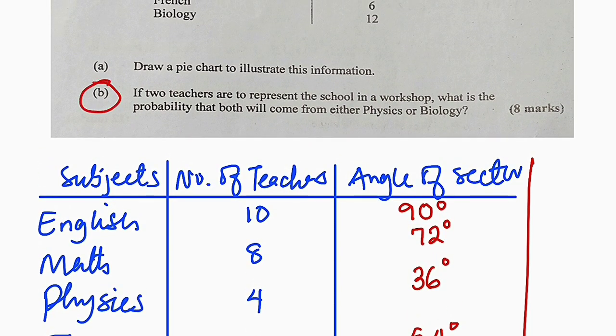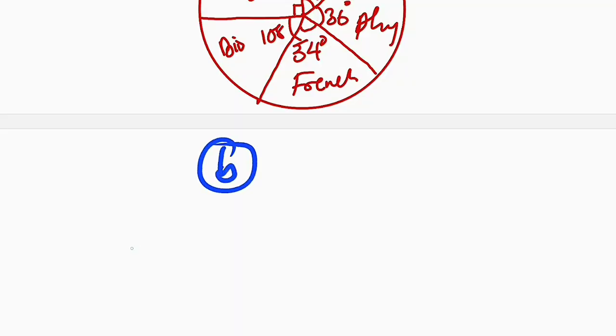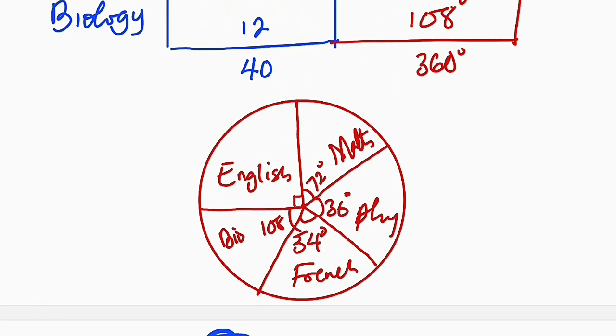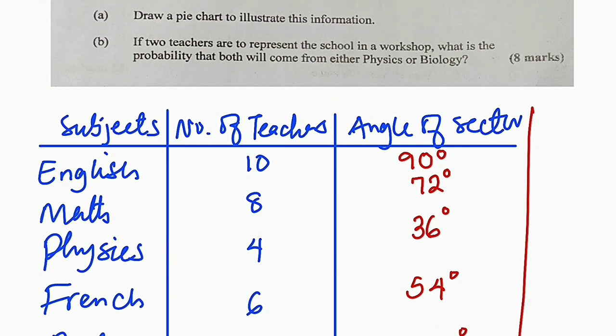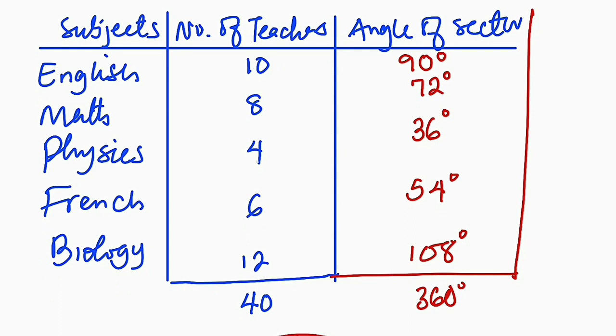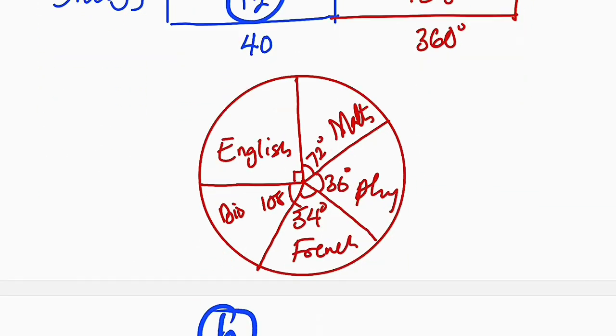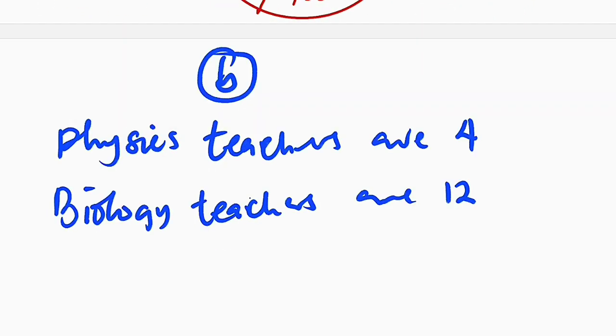Then we have the B part. First of all, we need to know the number of teachers in this category. Remember, we're talking about physics and biology. For physics, we have how many teachers? We have 4 of them. For biology, we have 12 of them. So let me write them here. So you can see that we have 4 physics teachers and 12 biology teachers.